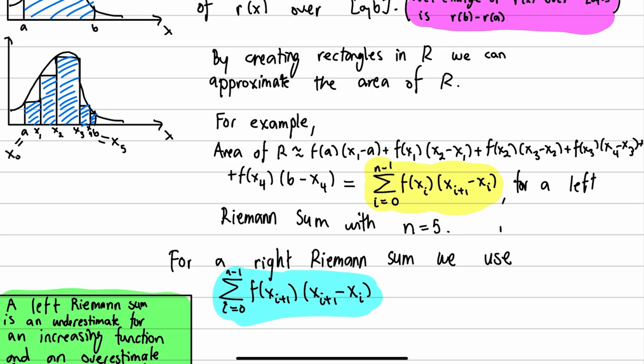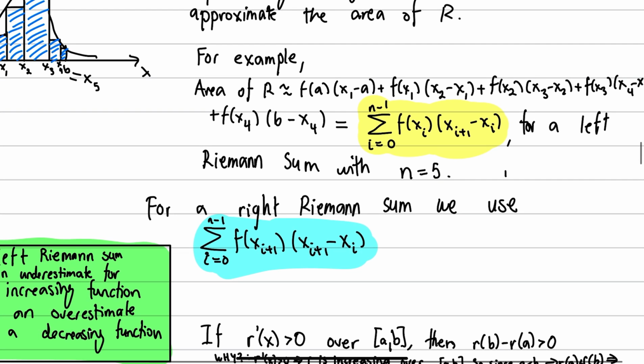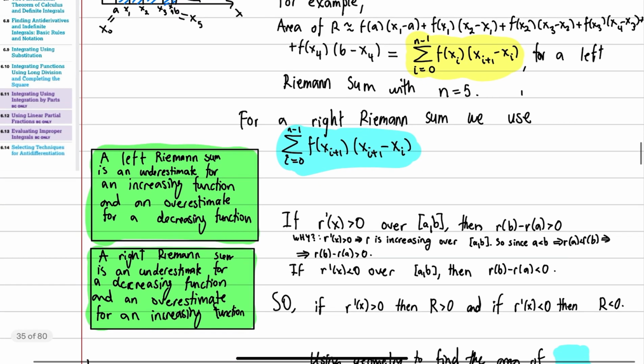That's all we're doing. So you need to know this formula is a left Riemann sum, but in this case, n is equal to 5. For a right Riemann sum, instead of taking this left point, we'll take f of x sub i, which is the right point. Now you do need to know when a left Riemann sum and a right Riemann sum are under or over estimates. Clearly, a left Riemann sum is an underestimate for an increasing function, an overestimate for a decreasing function, and a right Riemann sum is an underestimate for a decreasing function and an overestimate for an increasing function.